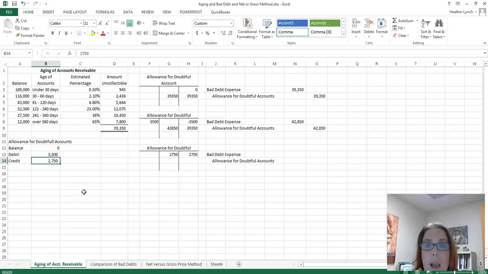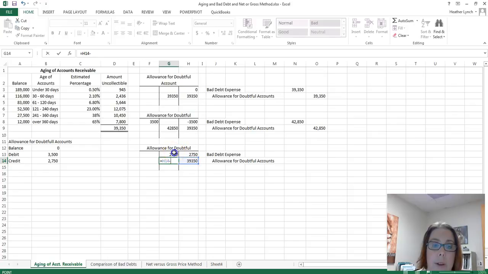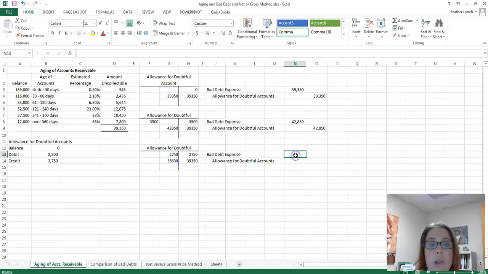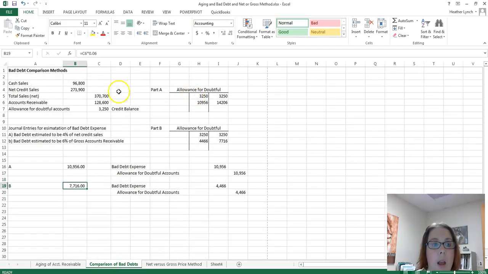So what if we already have a credit balance? Again, I still want that balance to be $39,350. So in order to figure out what my bad debt expense and allowance for doubtful accounts is going to be, I need to subtract my already credit balance of $2,750 from the $39,350. So now $36,600 is the new amount that I will put in bad debt. Okay, so this is one scenario, taking the aging of accounts receivable.